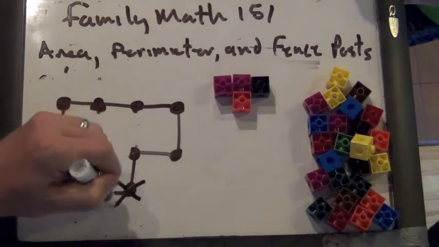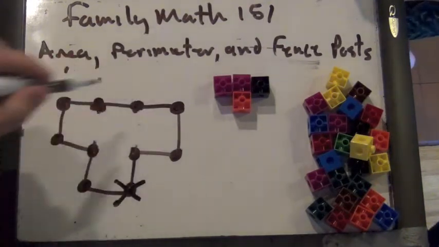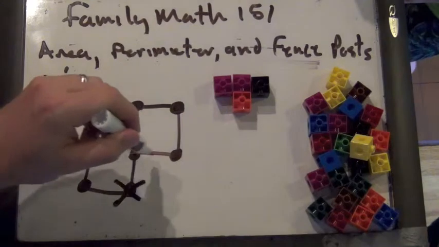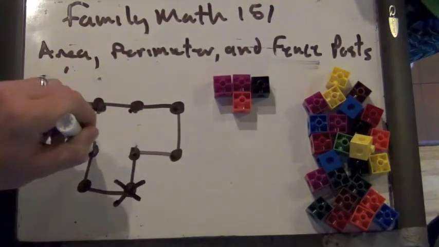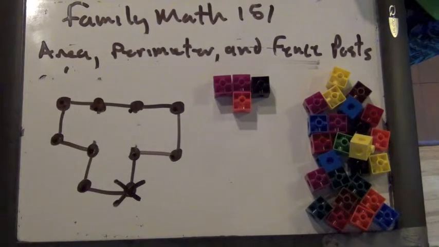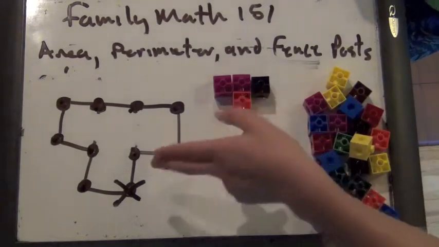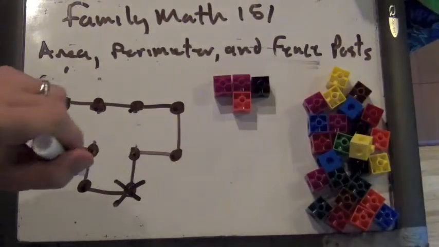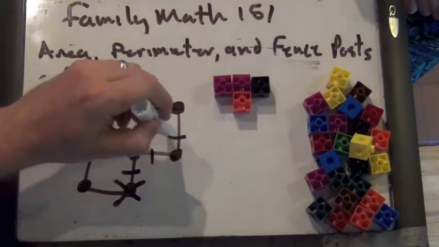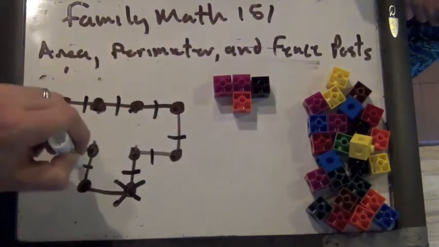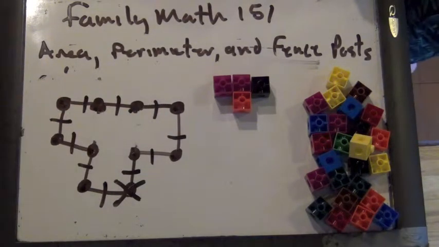I'll mark there that we're starting, and then we'll just walk around, okay? 1, 2, 3, 4, 5, 6, 7, 8, 9, 10. I wonder how many spaces there are between them. Well, remember, we said the perimeter was 10, so we can count those. 1, 2, 3, 4, 5, 6, 7, 8, 9, 10. Huh, so what's different about this?